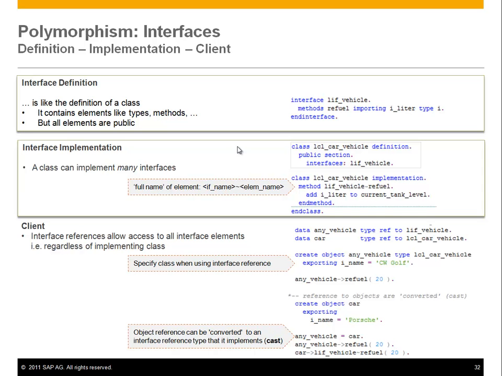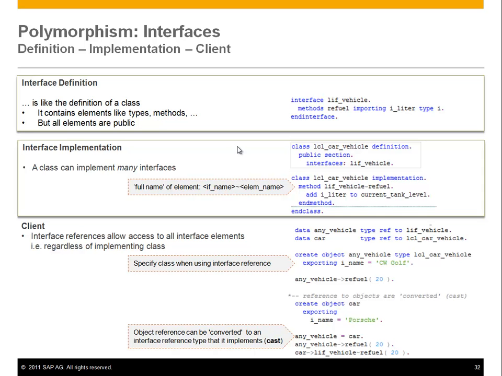Now let's assume you have defined, in this case, a refuel method in the interface. Now a class, going down, LCL car vehicle definition, you can say, I implement an interface. And you do this with the INTERFACES statement. As the name already alludes to, you can implement many interfaces, just like methods and attributes. So in this case, we implement LIF underscore vehicle. And then it means you have to implement the method.